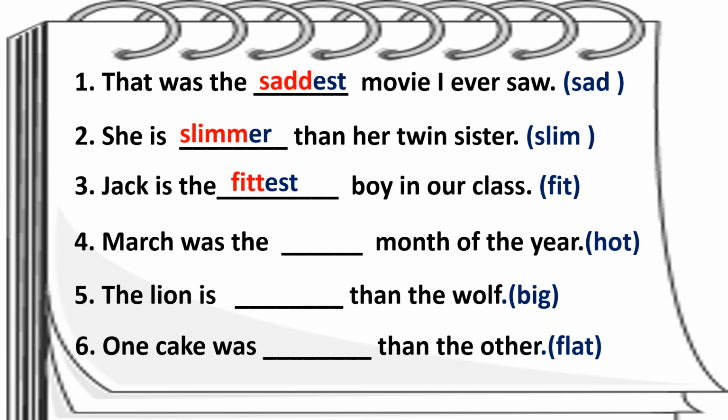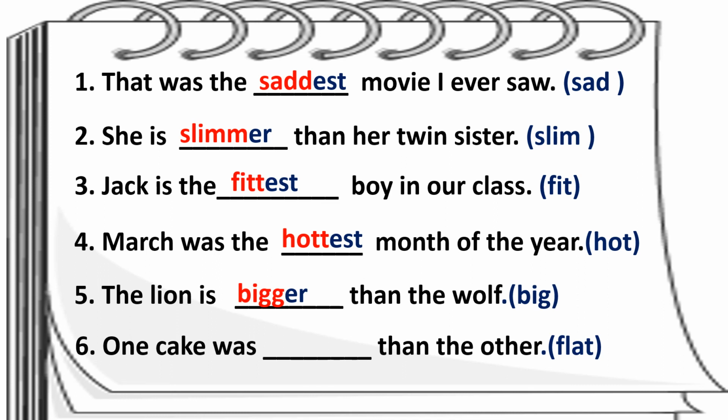Jack is the fittest boy in our class. Again, we have a short vowel sound, the I, and you are comparing Jack with all the boys in the class. Therefore, we add EST. March was the hottest month of the year. So you are comparing March with all the months in the year. And we have a short vowel sound, so we double the T and then add EST.